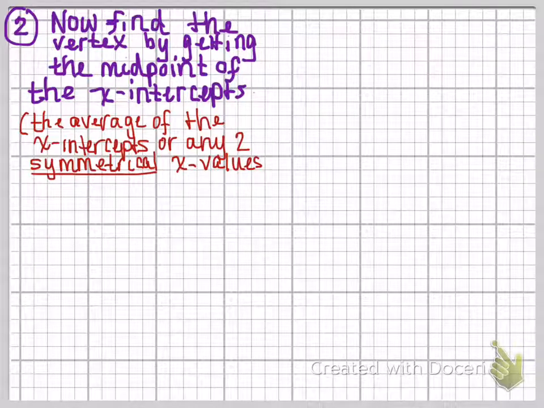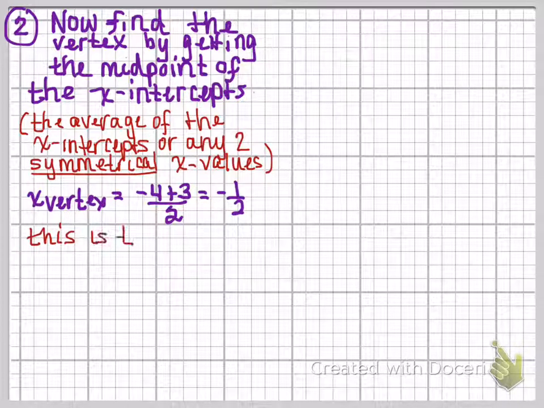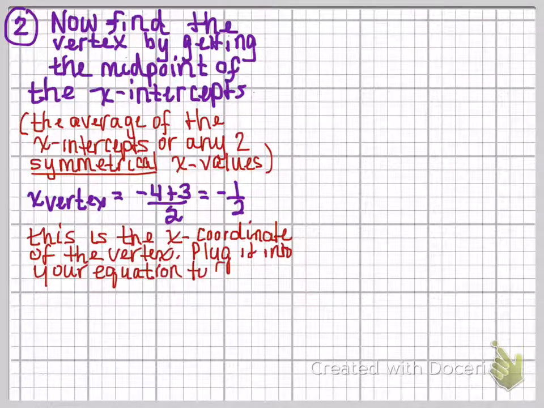So you can use any 2 symmetrical points, but we're going to focus on the x-intercepts because those are usually the points that we can find easily. So in order to get what that vertex is, you just take them and you average them. It's the midpoint formula, really. Remember, finding a midpoint is just finding an average of those 2 x values. So our x-intercepts, again, were negative 4 and 3, so we'll add them, divide by 2, and that gives us negative 1/2. Now that's going to be the x coordinate of our vertex, and we plug it into our equation, y equals x squared plus x minus 12. And that will give us our y value for the vertex.